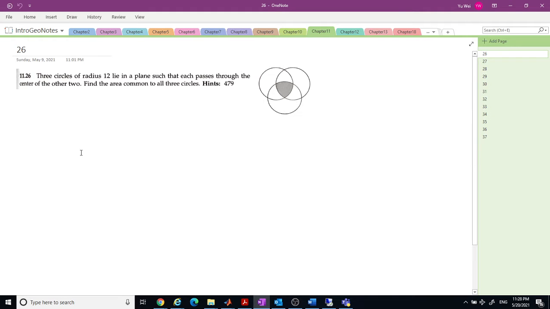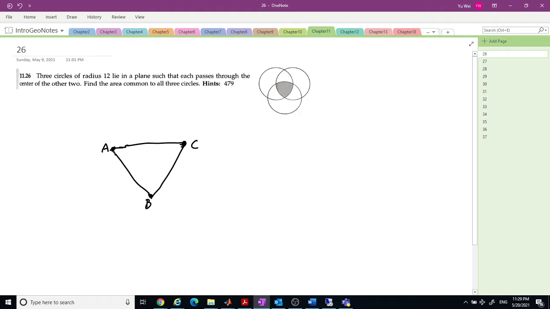Okay, so now let's discuss chapter 11 of the challenge problem. We have three circles with radius 12. Each of them is passing through the center of the other two. So let's say the centers are A, B, and C.